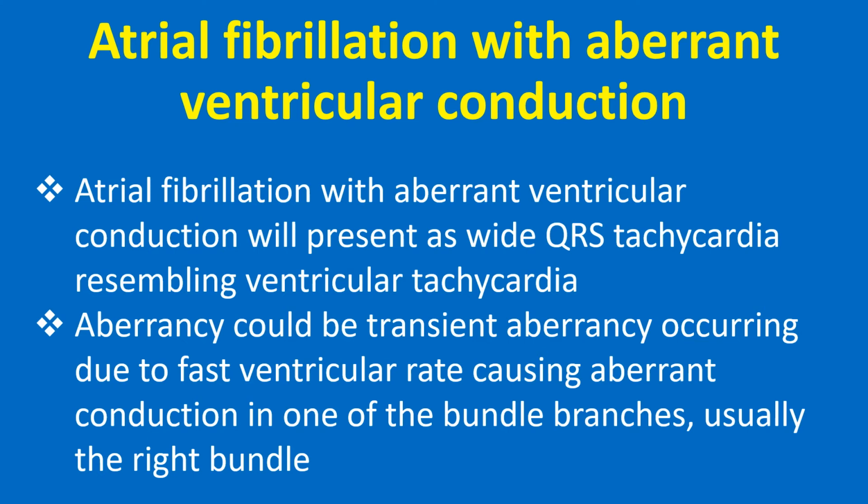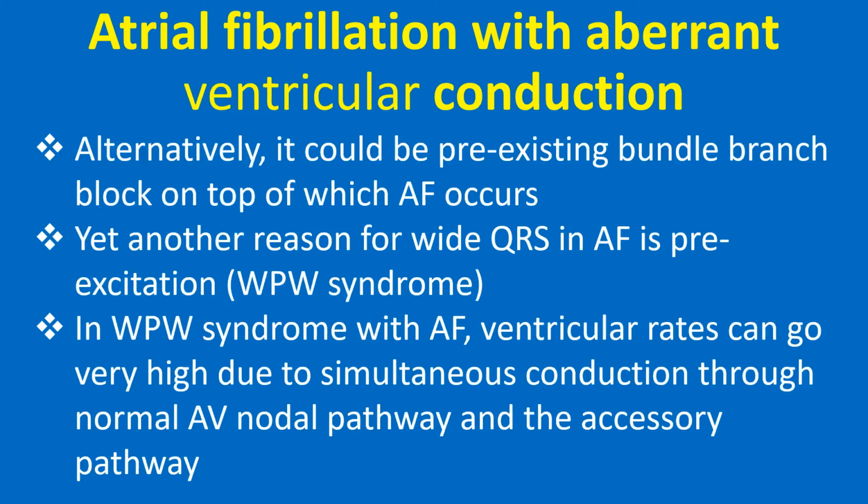Aberrancy could be transient aberrancy occurring due to fast ventricular rate causing aberrant conduction in one of the bundle branches, usually the right bundle. Alternatively, it could be pre-existing bundle branch block on top of which atrial fibrillation occurs. Yet another reason for wide QRS in atrial fibrillation is pre-excitation, WPW syndrome.